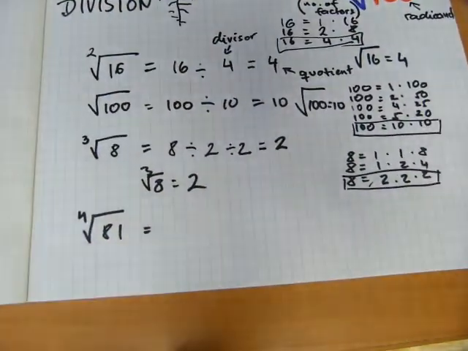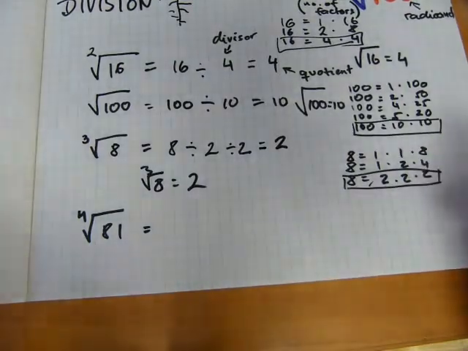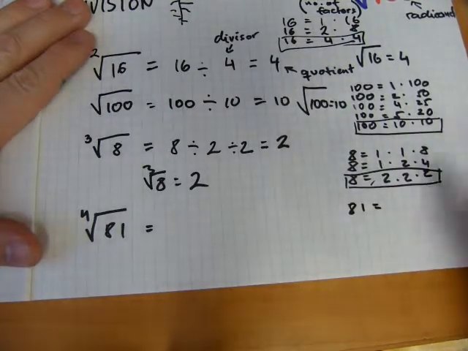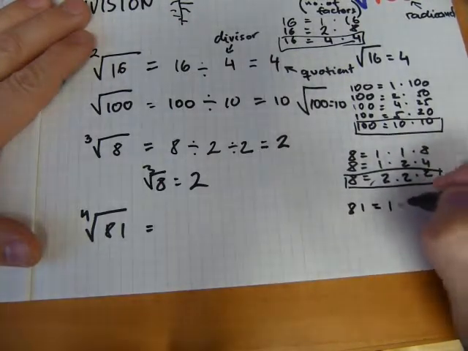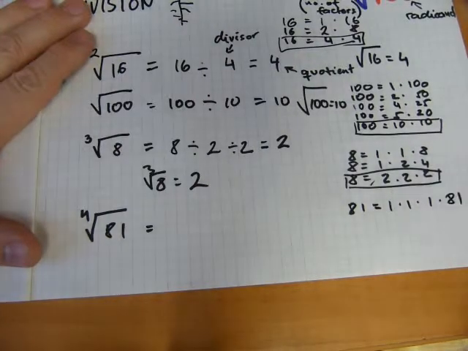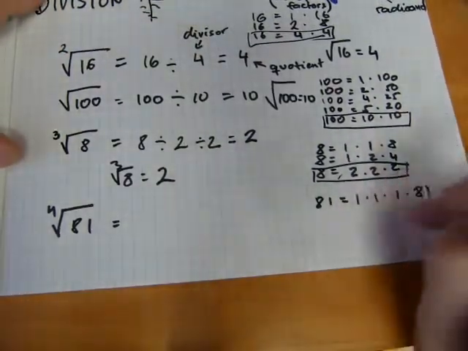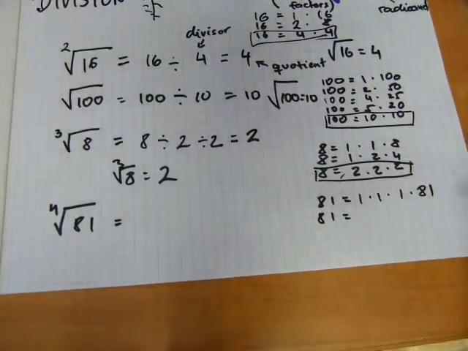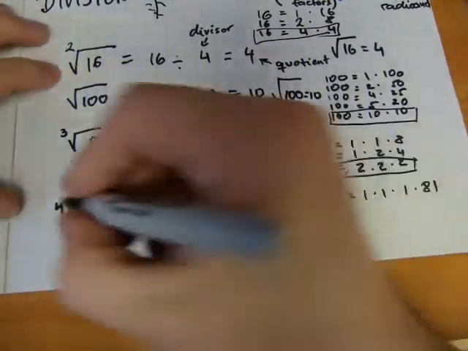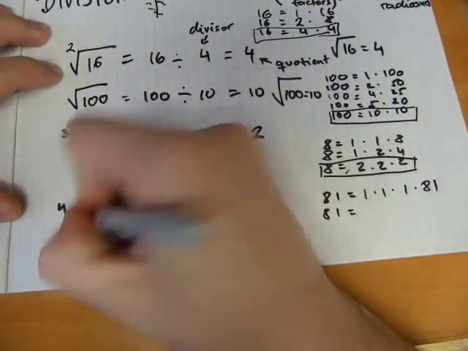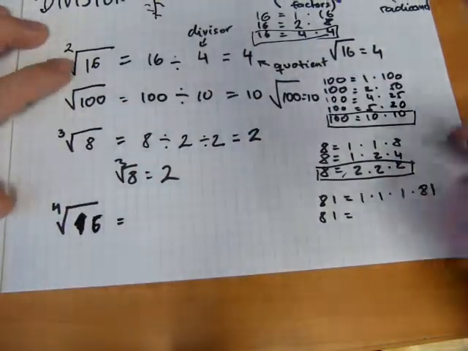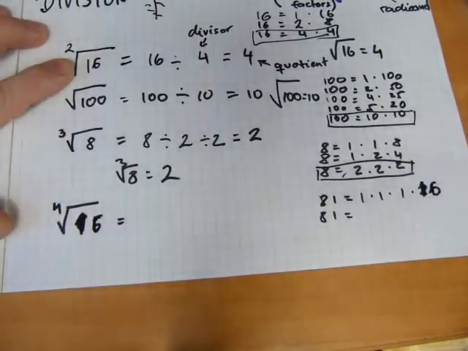Now, I want to do this last one quickly. The fourth root of 81 means that 81 needs to be factored out into 4 numbers. Okay, 1 by 1 by 1 by 81. I need 4 factors here. Actually, instead of 81, can I do 16? Let me change my mind here and do 16, because it's easier, it's fewer numbers. Okay, I'm going to change my story halfway through to 16.